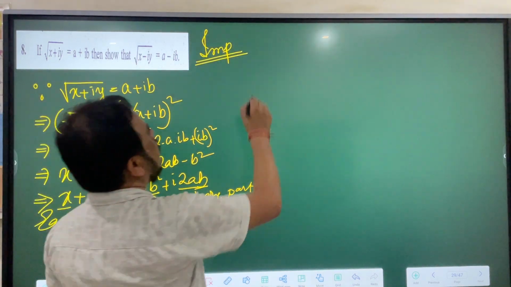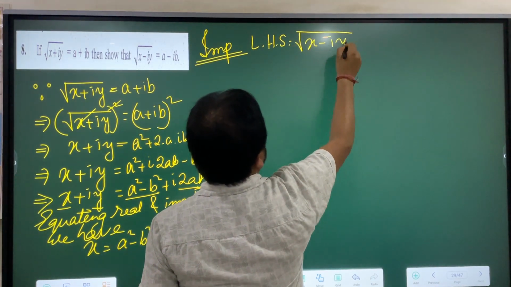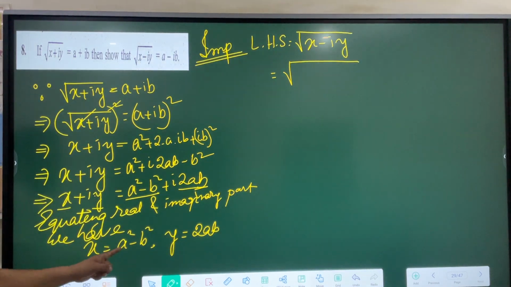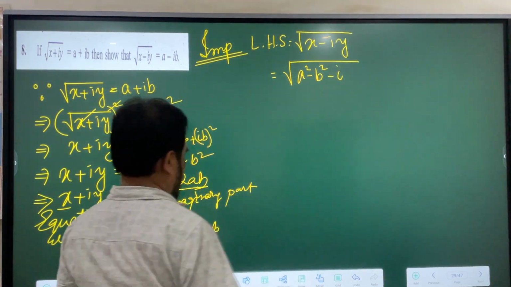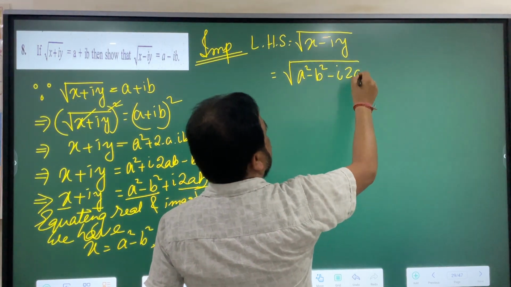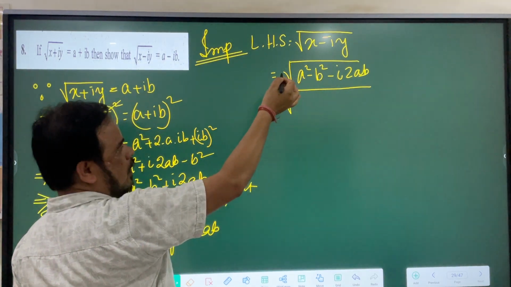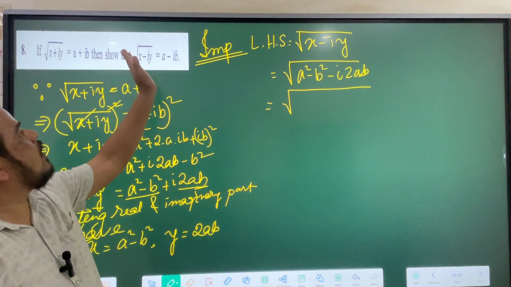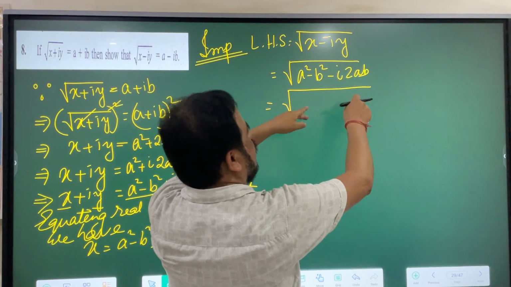Now on the left hand side, square root of x minus iy. We will just put the values of x and y, nothing else. What is x? a square minus b square. What is y? 2ab. Now this one we will try to get as a whole square. Why whole square? So that the square and root cancel. Why do we want the square to cancel? Because on the right hand side there is no root. That is why we try to get a whole square here, so that square and root get cancelled.